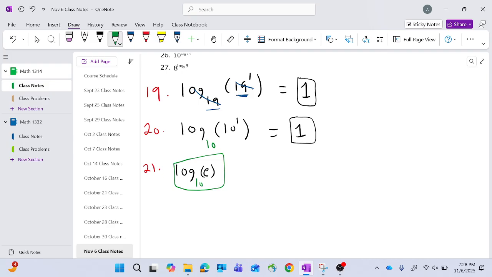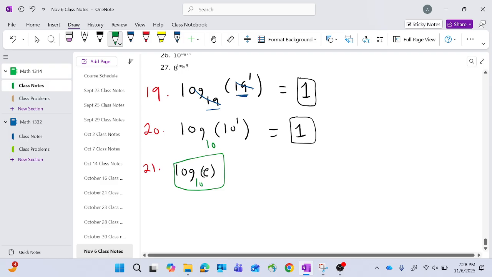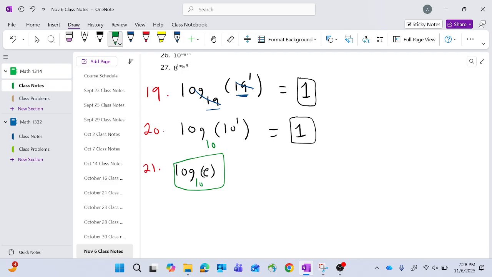So 2.71828, etc. It's like pi. You know, pi is 3.14, and it keeps going on forever. e is the same thing, but it's 2.71. Okay. So because the base of the common log and e aren't the same, you can't do anything.